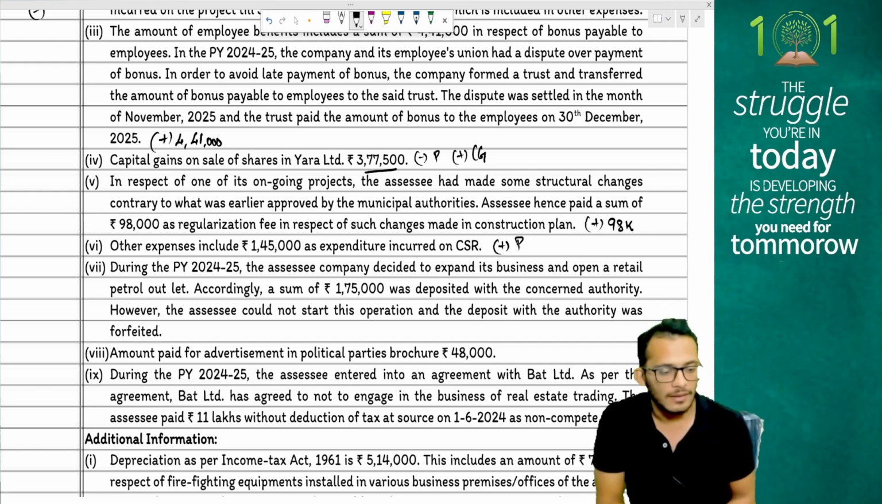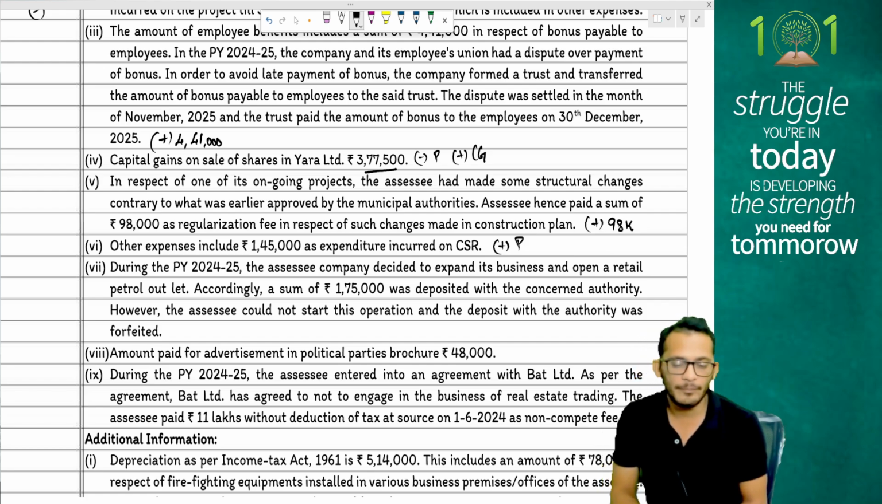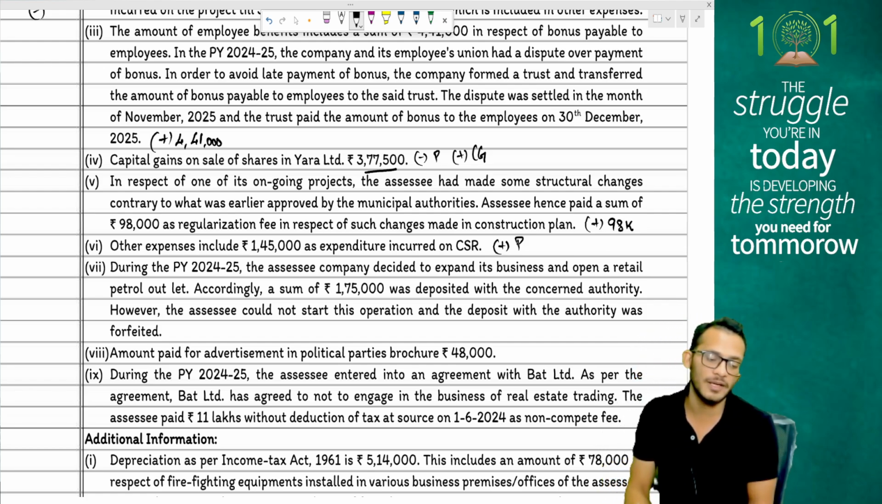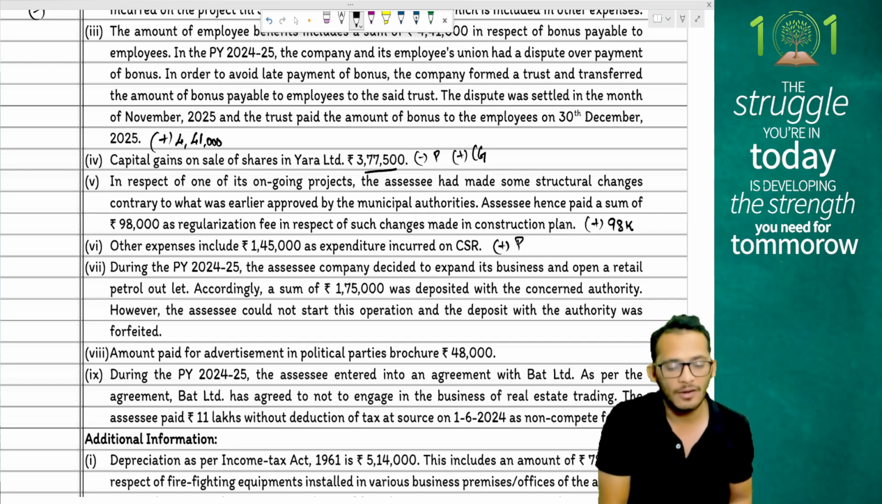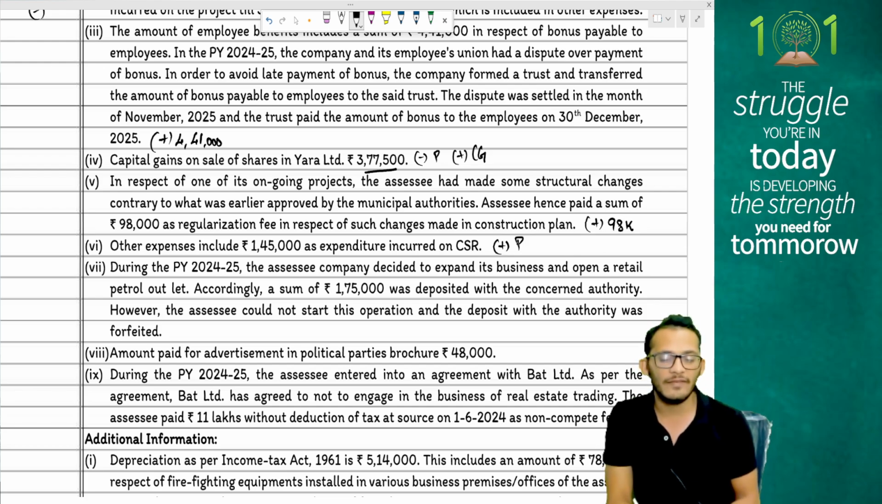Next, for the previous year 24-25, the company has decided to expand its business and open a retail petrol outlet. Accordingly, a sum of 1,75,000 was deposited with concerned authorities. However, the assessee could not start these operations and the deposit with the authorities was forfeited.